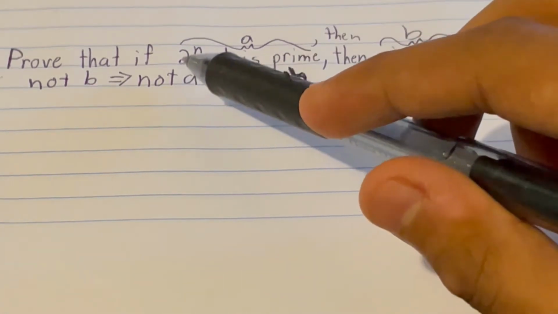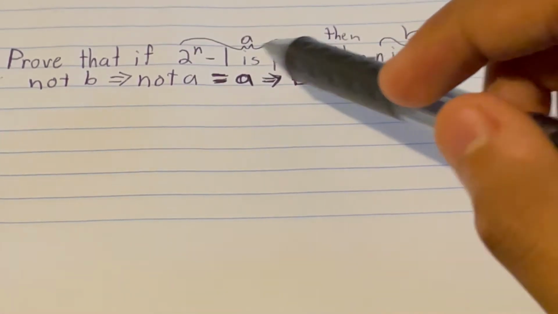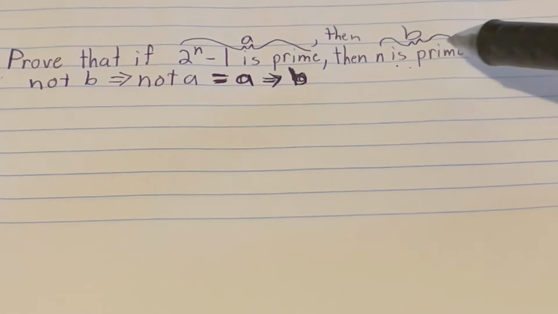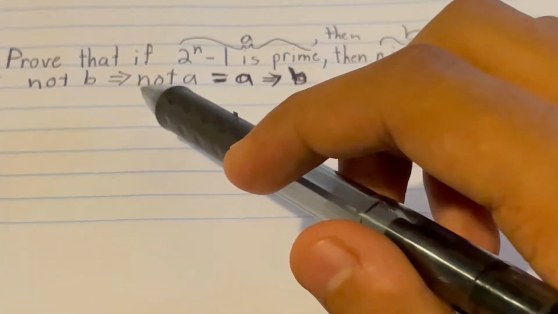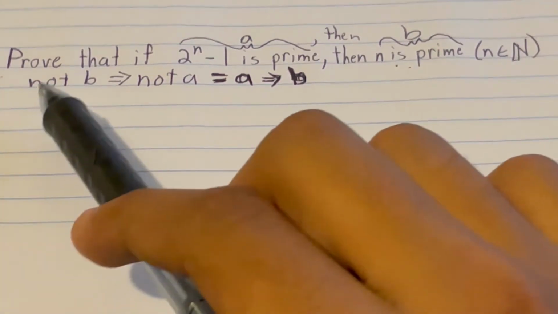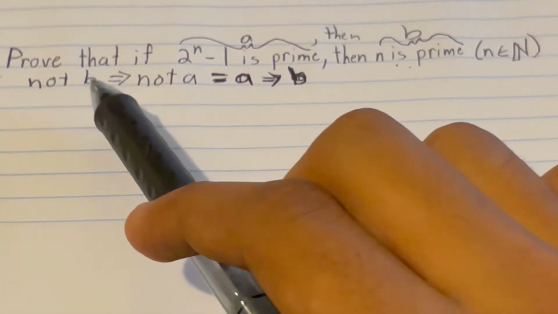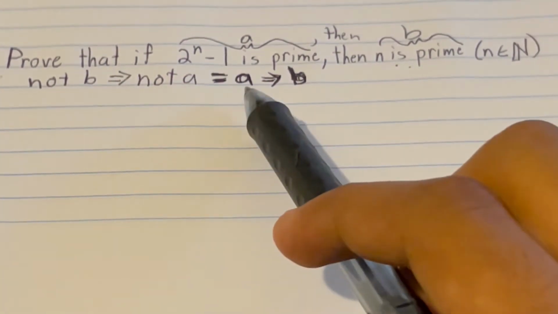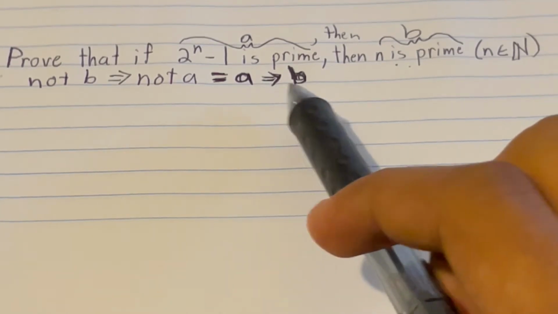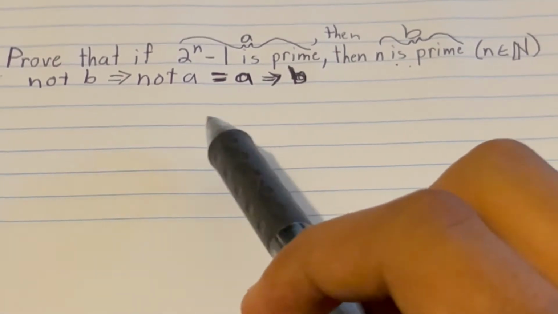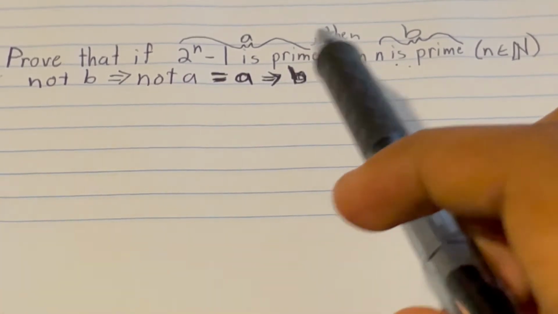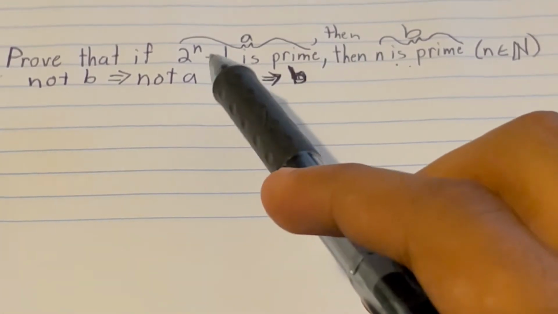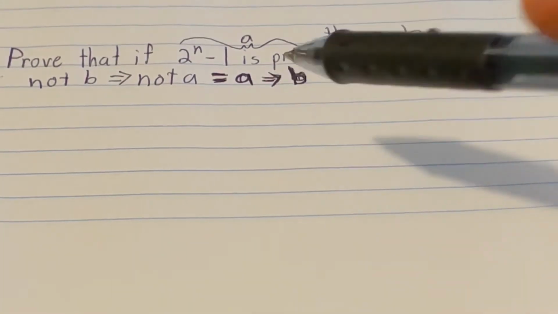If this statement is written as if a then b, then in this case 2 to the power of n minus 1 is prime is equal to a, and n is prime is equal to b. We can instead prove not b leads to not a, because this statement, not b leads to not a, is actually equivalent to a leads to b. So again, we can prove the contrapositive of this statement, and it'll actually be a lot easier than proving this statement directly. So how do we start?